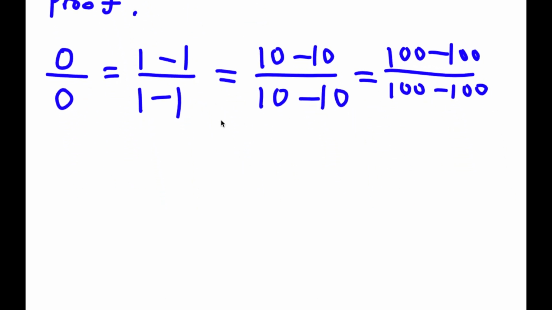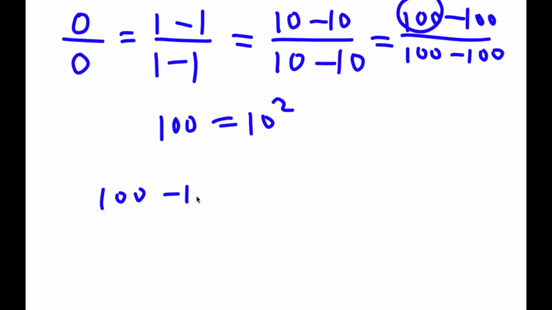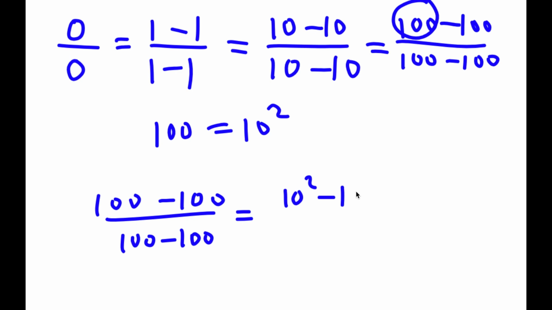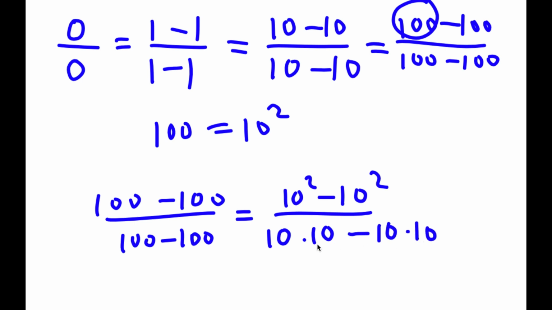Now, 100 is the same thing as 10 squared. So 100 minus 100 over 100 minus 100, I'm going to write this as 10 squared minus 10 squared over, now for my bottom, I'm actually not going to write 10 squared minus 10 squared. Instead, I'm going to write 10 times 10 minus 10 times 10, which is, again, allowed. 10 times 10 is the same thing as 10 squared. I'm just not writing it as 10 squared.